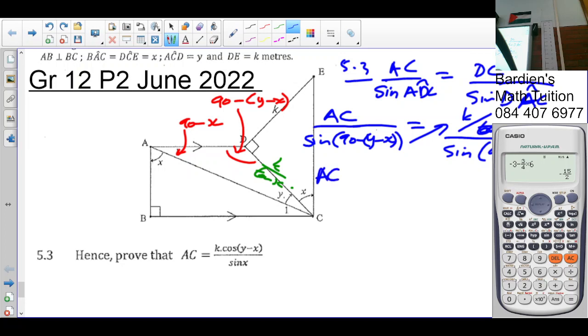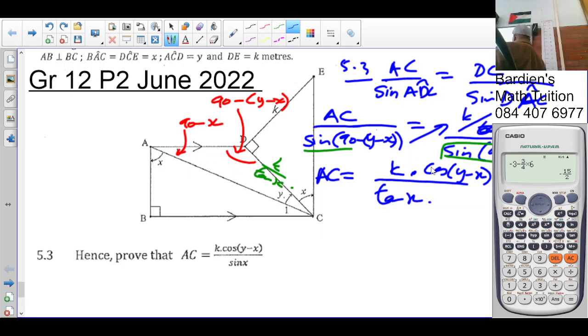So AC is equal to k over tan x. That will go up, so it belongs to the numerator. Sine 90 minus, that takes us to the first quadrant. Sine is positive, but changes to cos y minus x over tan. Sine 90 minus x gives you cos x. First quadrant, sine is positive.